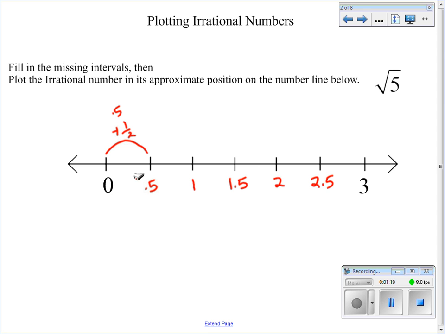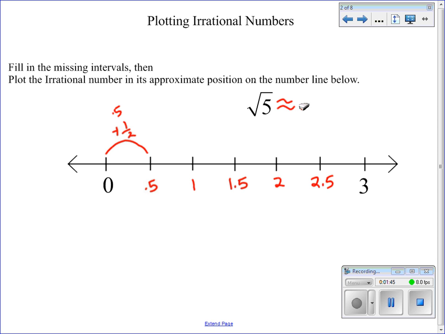Once we've found our intervals, then it's rather simple. What we're going to do is take this irrational number, and we have to come up with an approximated value. Because remember, what makes it irrational is that this decimal is going to go on forever without ending or without repeating. And so since it goes on forever, we have to come up with some kind of approximated value. So I'm going to round it to the hundredths place.